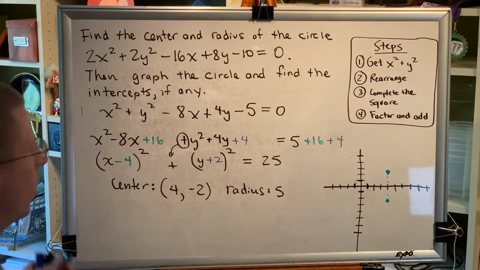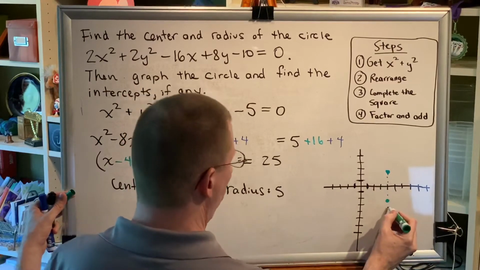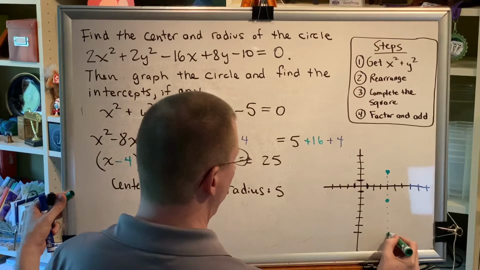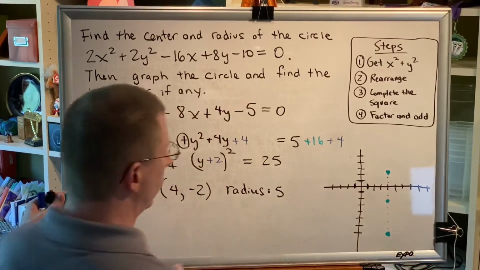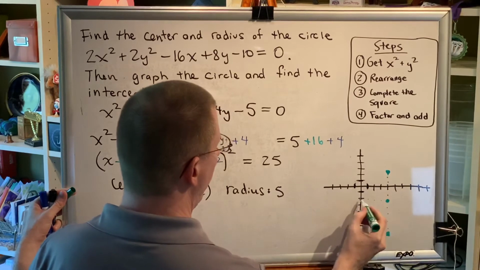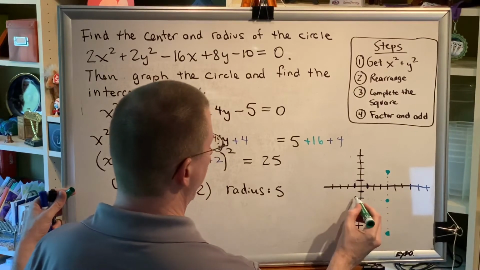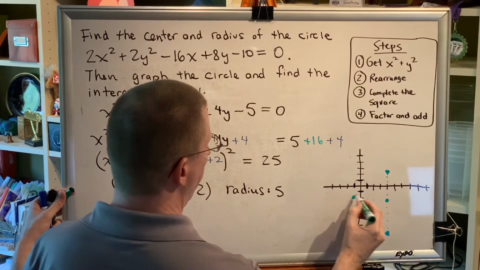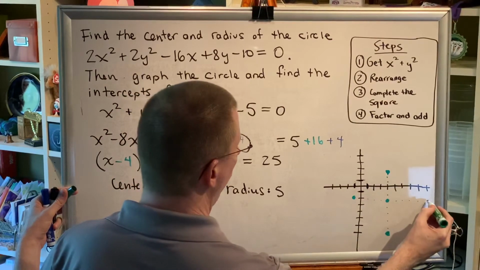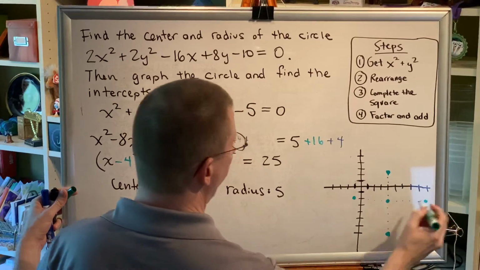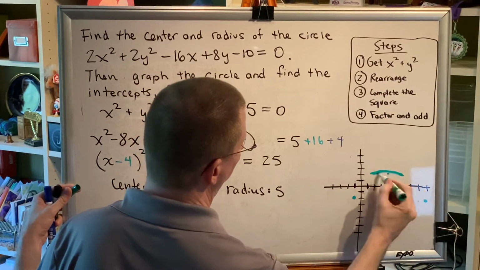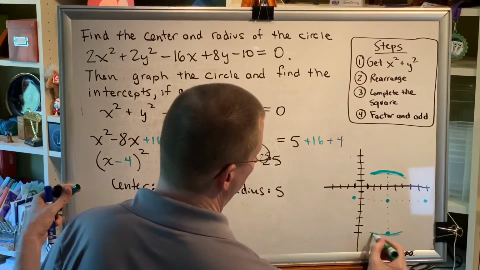All right, now I'm going to go down. 1, 2, 3, 4, 5. Now I'm going to go to the left. 1, 2, 3, 4, which is sitting on the y-axis, 5. Now I'm going to go to the right. 1, 2, 3, 4, 5. Now I'll make a circle using the sketching technique that we learned earlier.